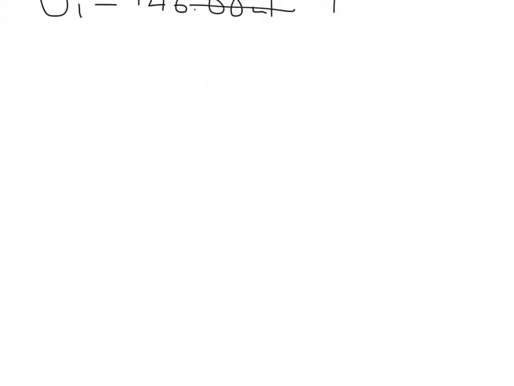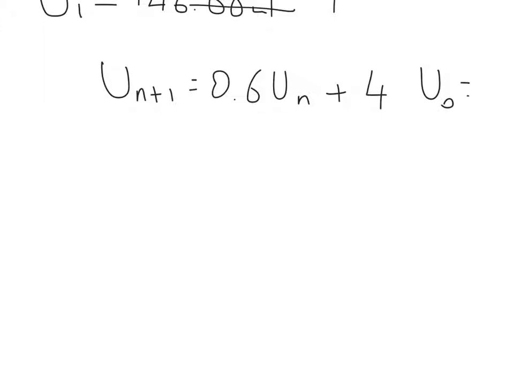Okay, question 2. A sequence is defined by the recurrence relation u_(n+1) equals 0.6u_n plus 4, u0 is equal to 7. Calculate the value of u3 and the smallest value of n for which u_n is greater than 9.7.